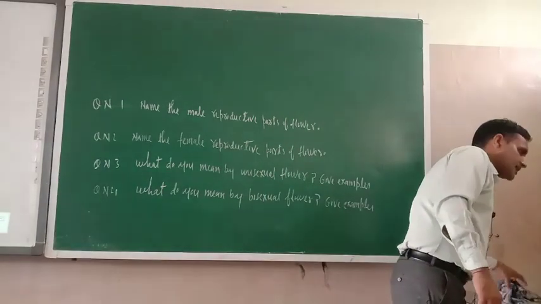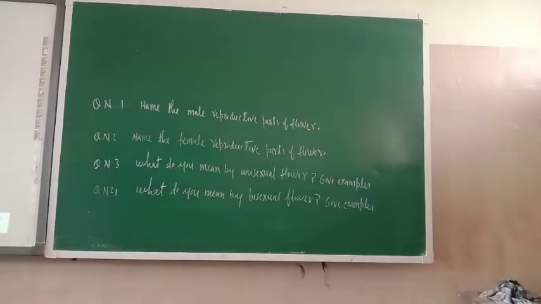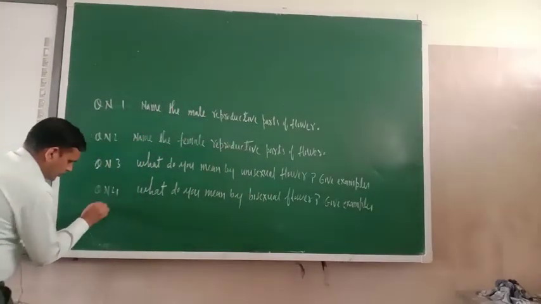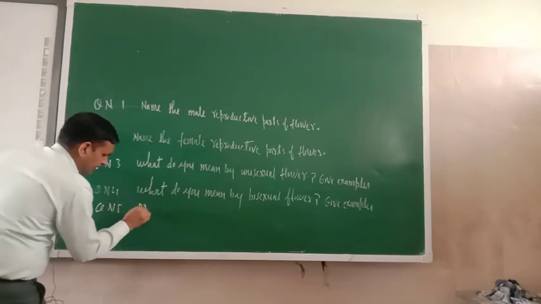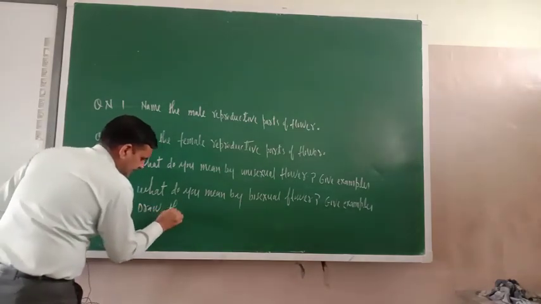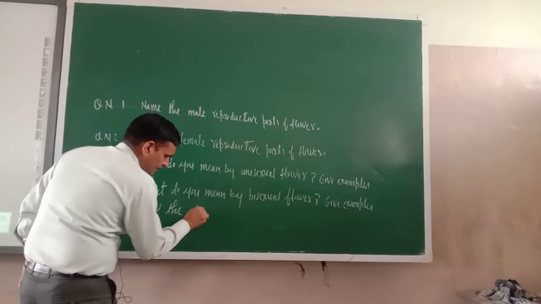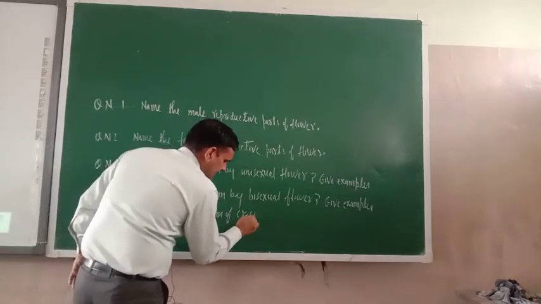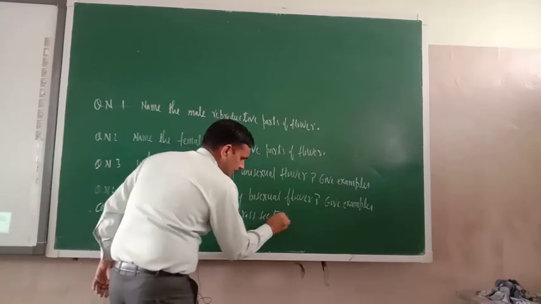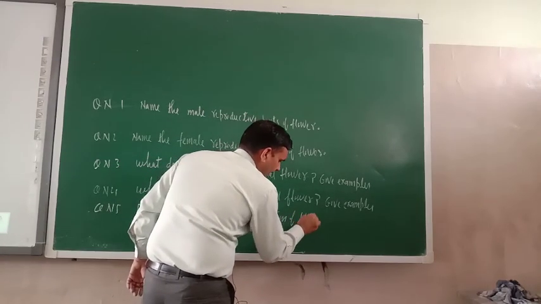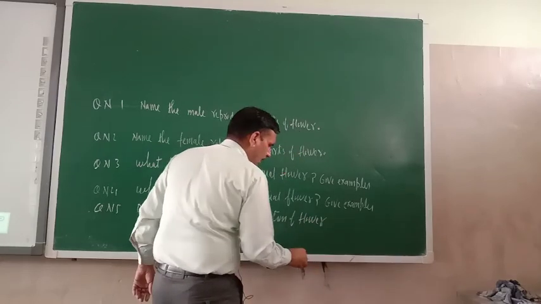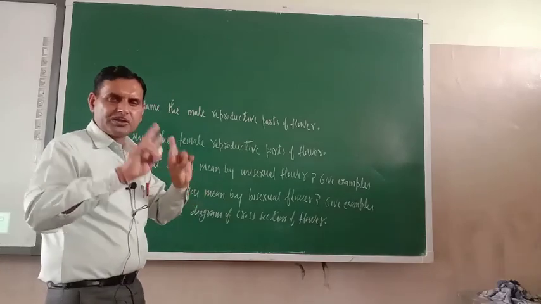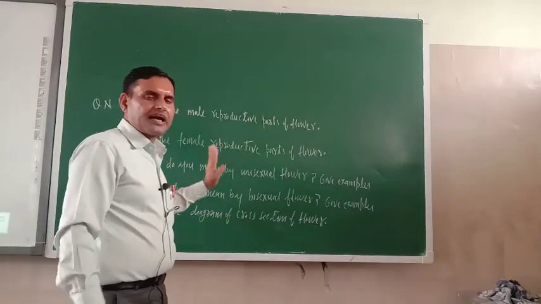Draw the cross section of a flower means you should write the different parts of the flower. Question number 5: draw the diagram of the cross section of a flower, where all parts should be shown. So that diagram which you have seen in the extra marks, that diagram you have to make.